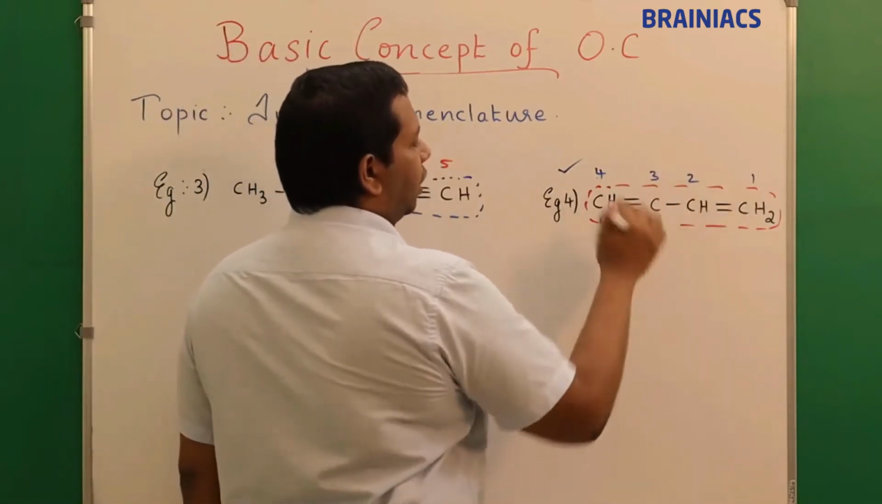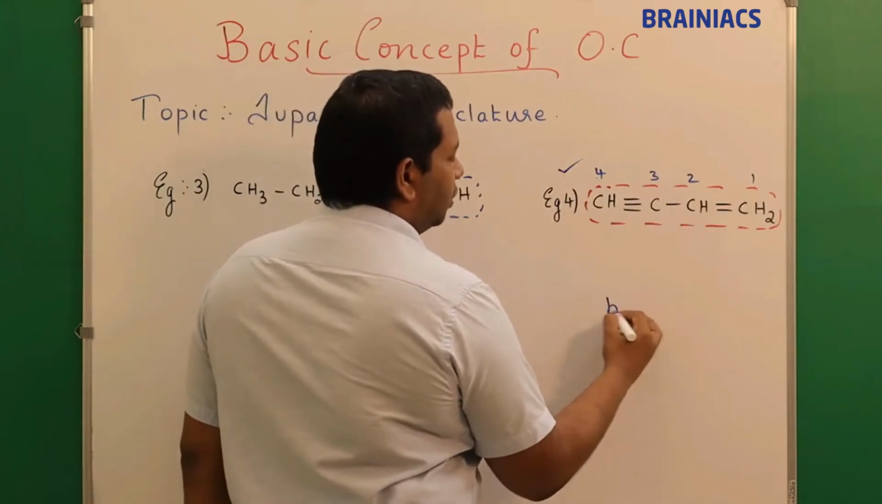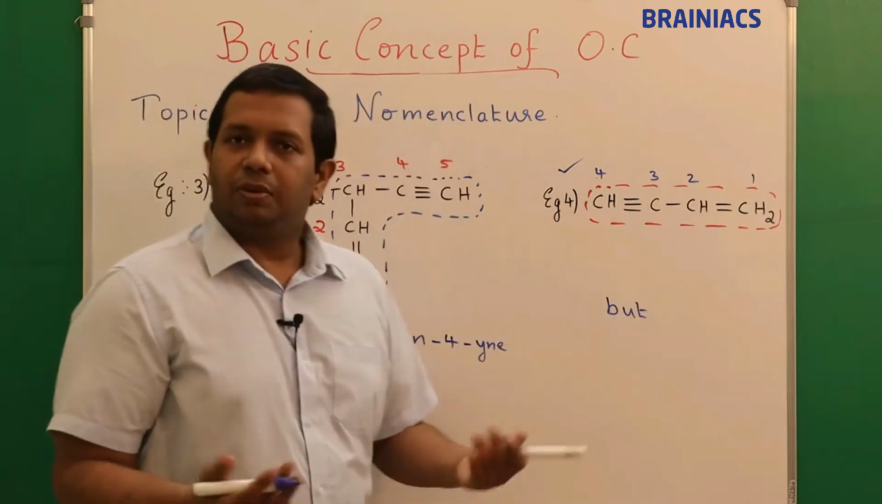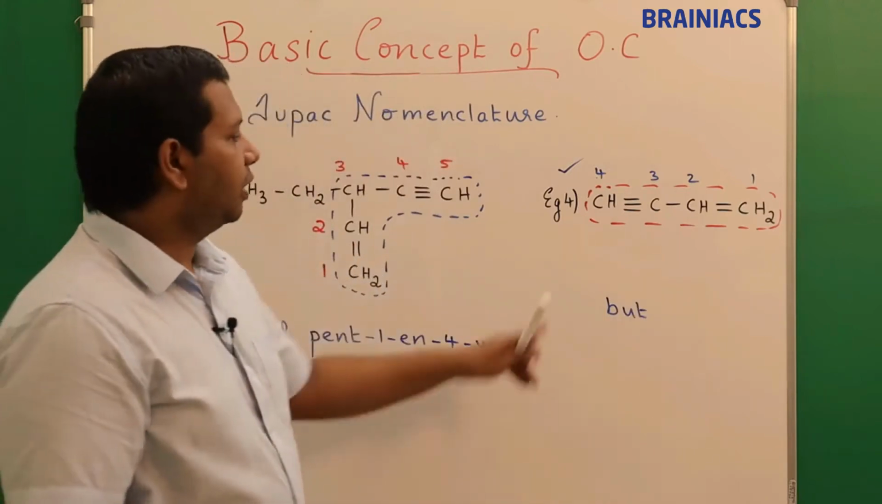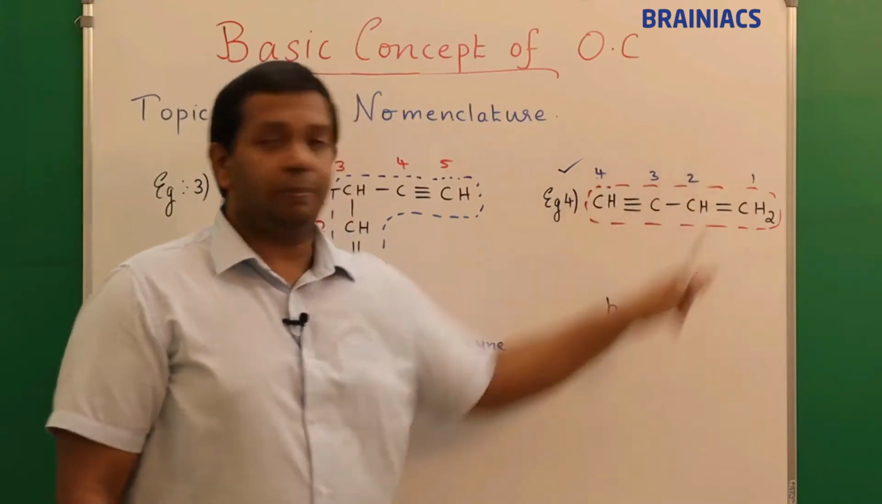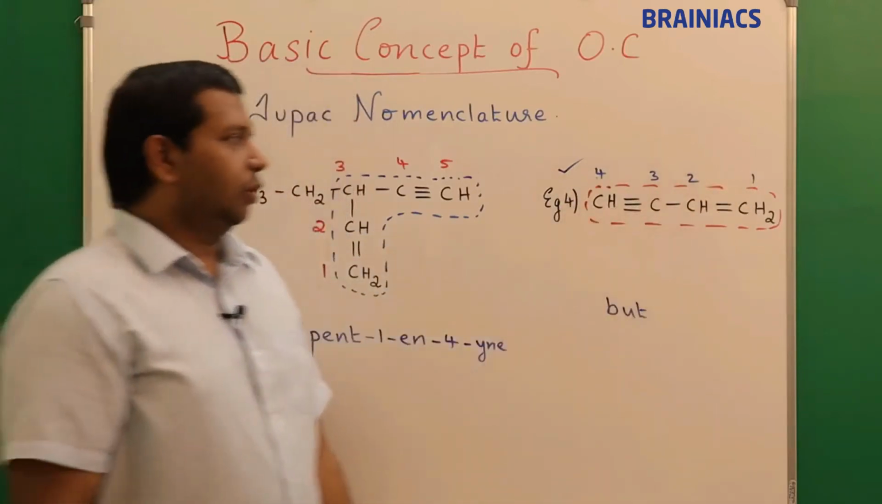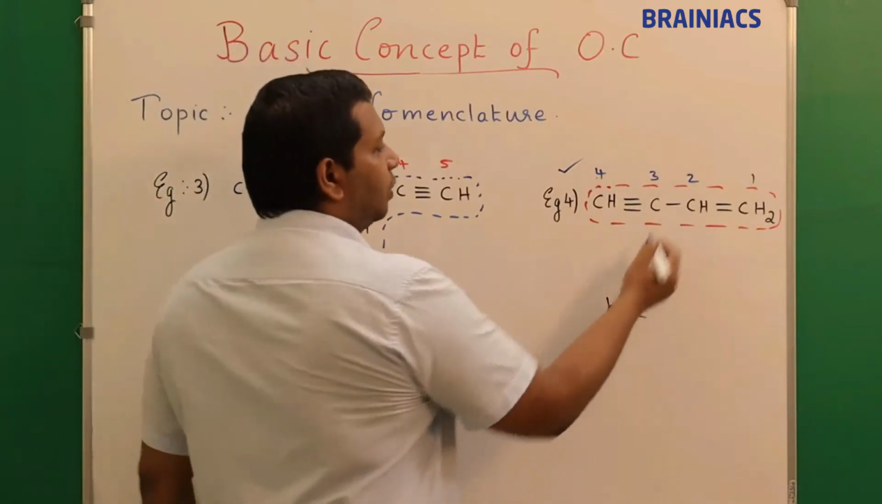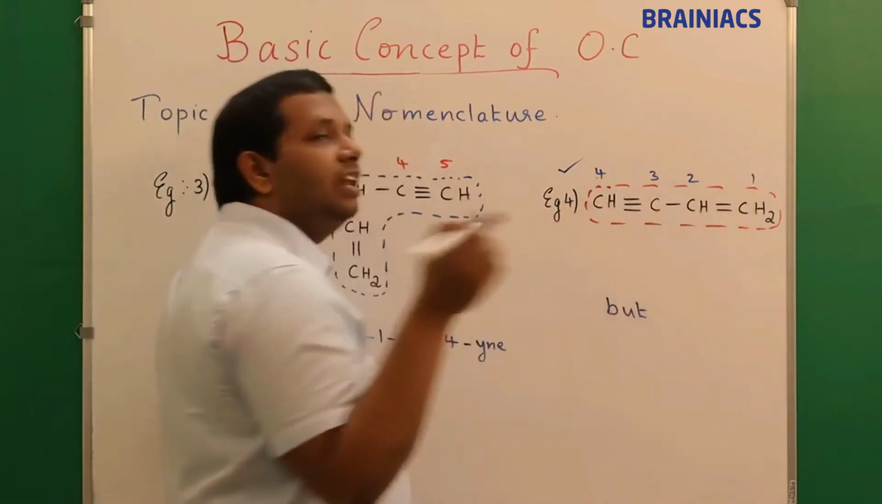So for the word root, 4 carbon atoms are there, so I will use the term but. Correct? The 1 degree prefix will not come since it is not a cyclo compound, and the 2 degree prefix also will not come. Why? Because there is no substituent outside the parent carbon chain. So what is next? You have the 1 degree suffix. The 1 degree suffix means you have a double bond and a triple bond, ene and yne.